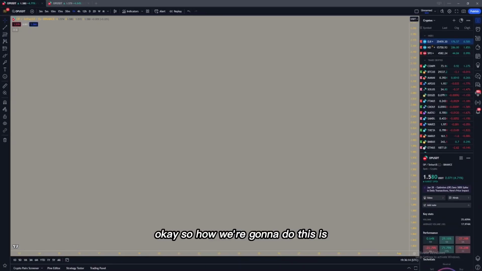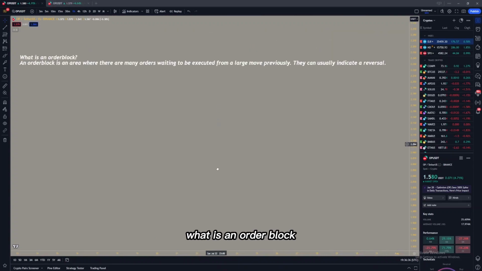Okay, so how we're going to do this is we're going to start off with me explaining what an order block actually is. Then I'll show you 3 rules that I always use for trading with order blocks. And then I'll go into showing you guys an example and how to actually put your trade around an order block.